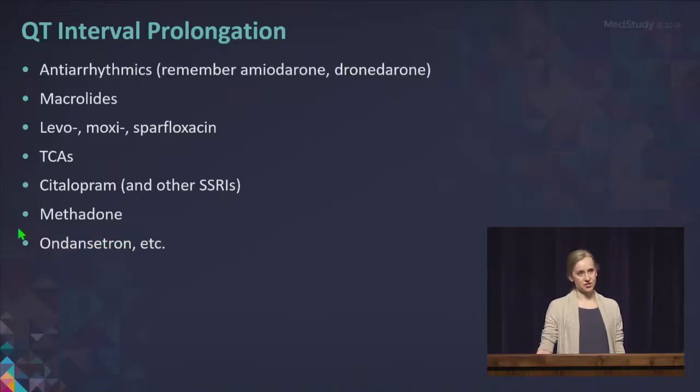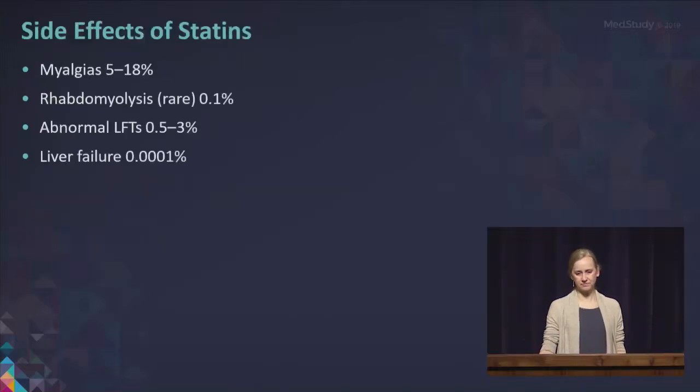And then ondansetron and some other GI medicines, right? Things like metoclopramide can also cause QT interval prolongation. And so we can have a patient who's doing fine on all their medicines, goes into the emergency room, gets prescribed one of these medicines, and then comes back to us in clinic with prolonged QT.